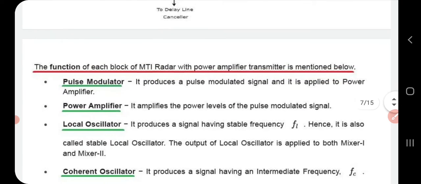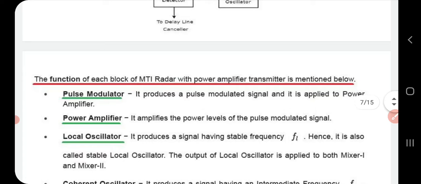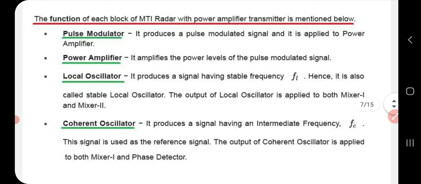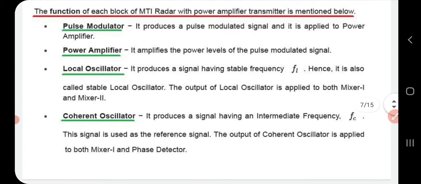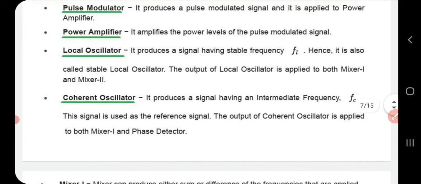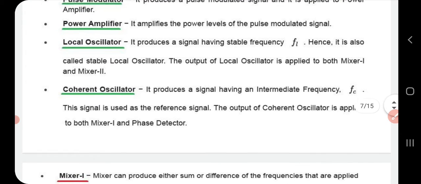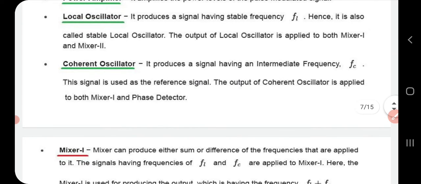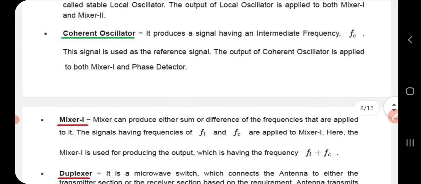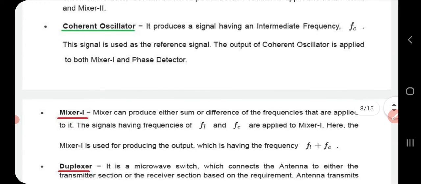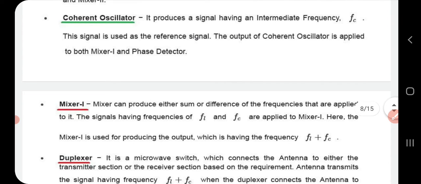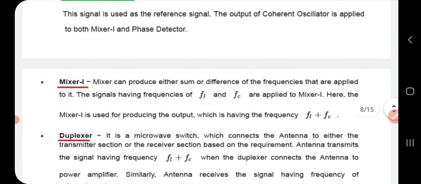Now these are the functions of each block. The pulse modulator produces a pulse modulated signal. Then the power amplifier amplifies the power level of the pulse modulated signal. Then the local oscillator produces a signal having stable frequency, and its output is applied to mixer 1 and mixer 2. Then there is a coherent oscillator, which produces a signal having intermediate frequency, and that signal is used as a reference signal, and its output is applied to both mixer 1 and the phase detector.